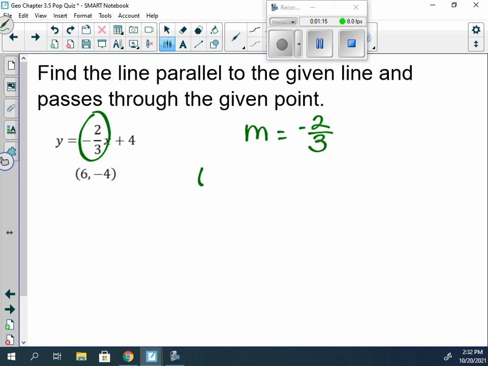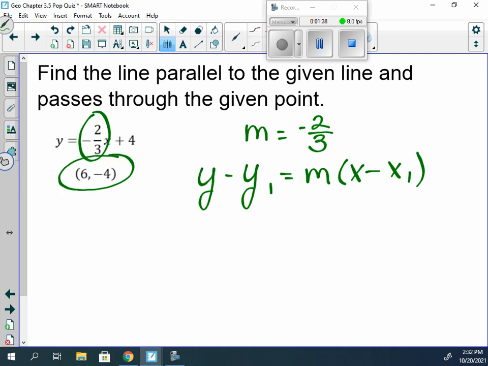Now to find the equation, we used y minus y1 equals m times x minus x1. We use this formula here. Because really that equation that they gave us to start with, we just needed the slope. Because we know that they're parallel, so the slopes are going to be the exact same. I don't need any of the rest of it. This point passes through our new line. It is contained on the line.